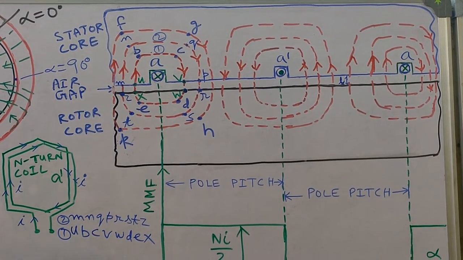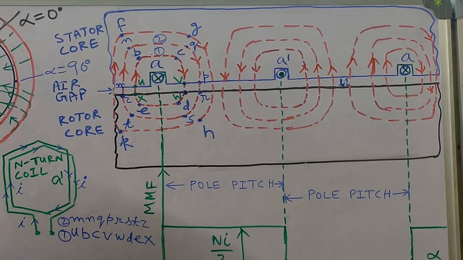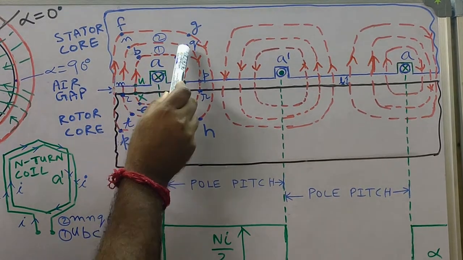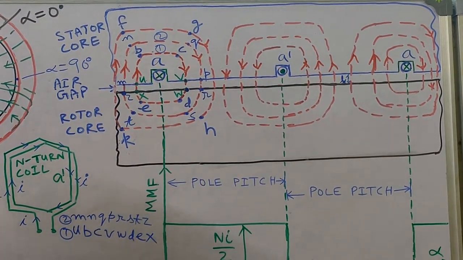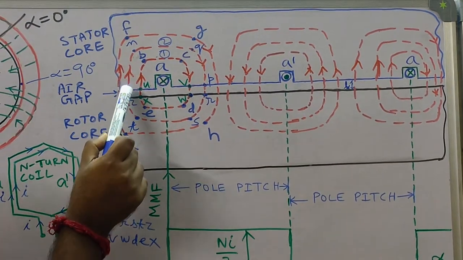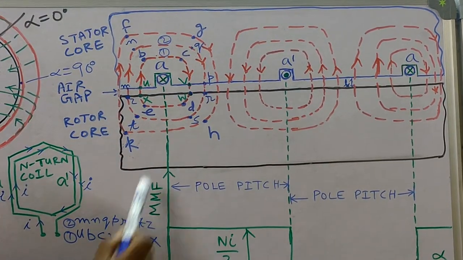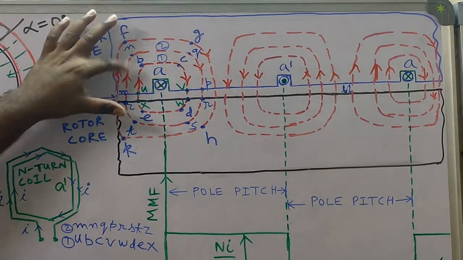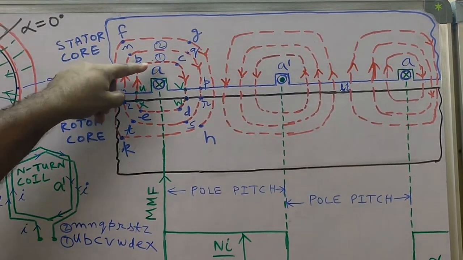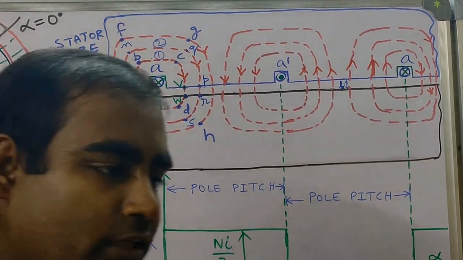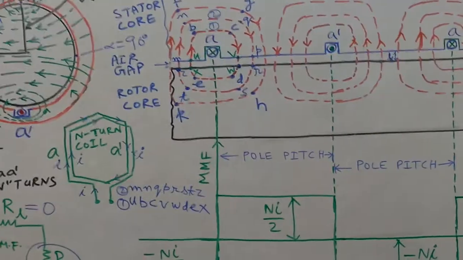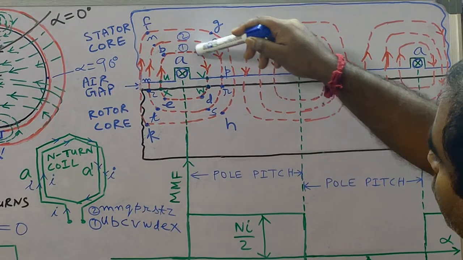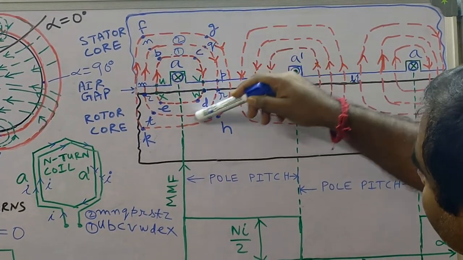So in path number 1, which is the thing? Path number 1 is UBCVWDEX. And in path number 2, what is the path portion? MNQPRSTZ. Now if you compare these two paths, what is the immediate conclusion we should draw? This is your path number 1 and this outer part is path number 2.